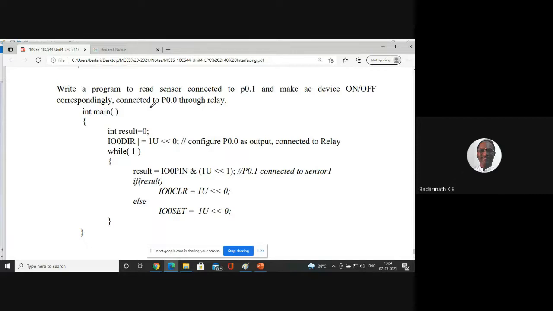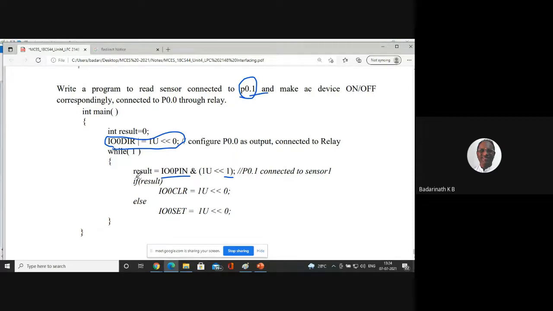So how do I do it? P0.0 I connected to the relay. That is why I set the direction of P0.0 as output. Now I'm assuming P0.1 is connected to the opto isolator. How do I read it? We know that IOPIN is a register through which I can read any pins of the port. So which pin am I reading? P0.1. That is why 1U left shift by 1. So I'm reading P0.1.